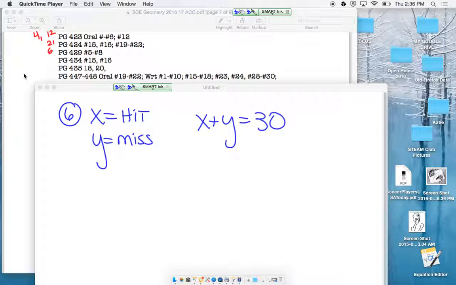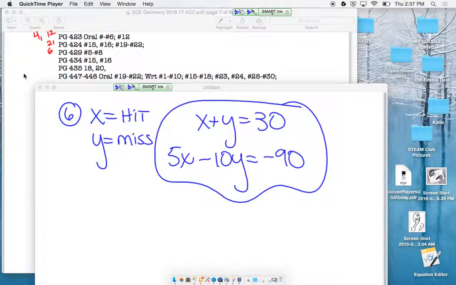So that's my quantity equation, and now I attach value. So they earn 5 points if they hit, they lose 10 points if they miss, and their final score was -90. So there are your little systems. So hopefully that's enough help outside of class to help you get through the problems.